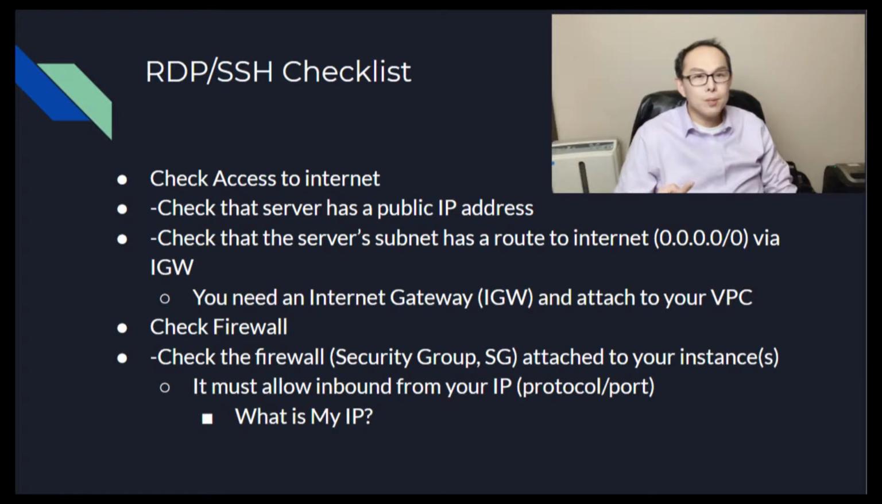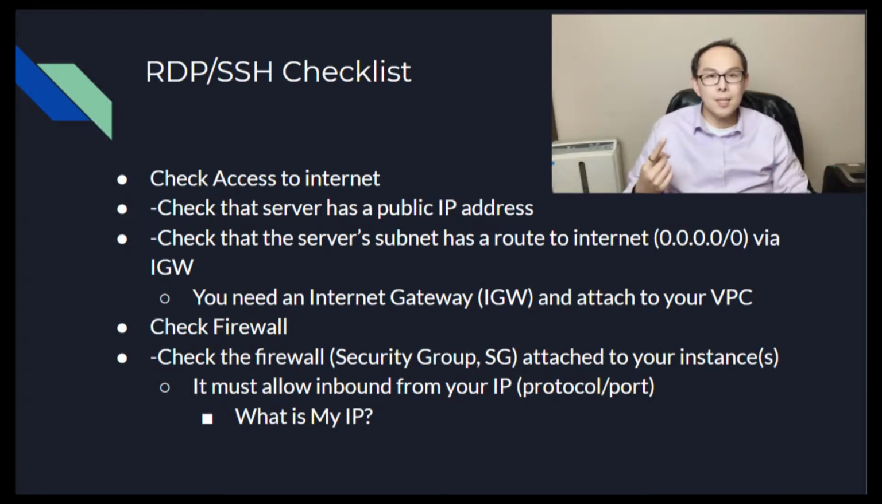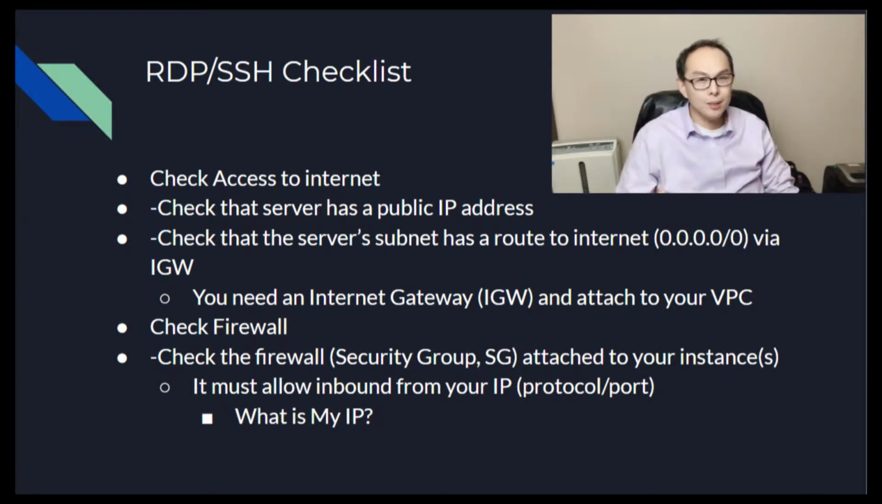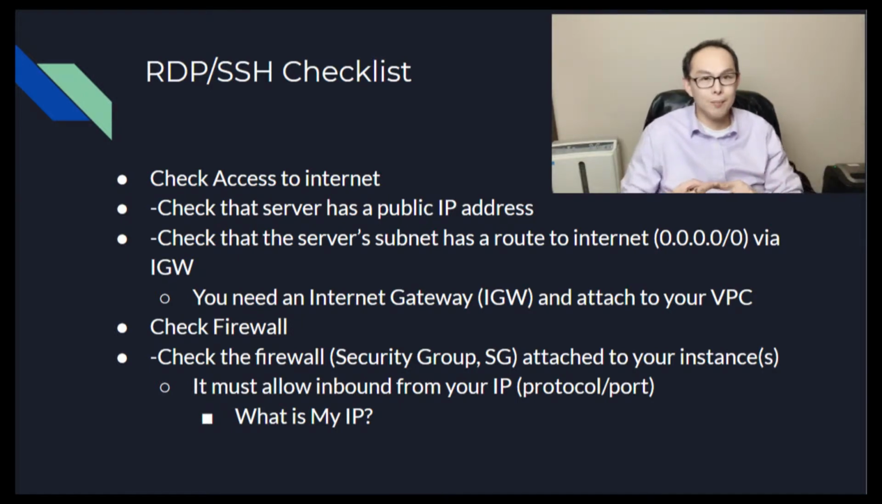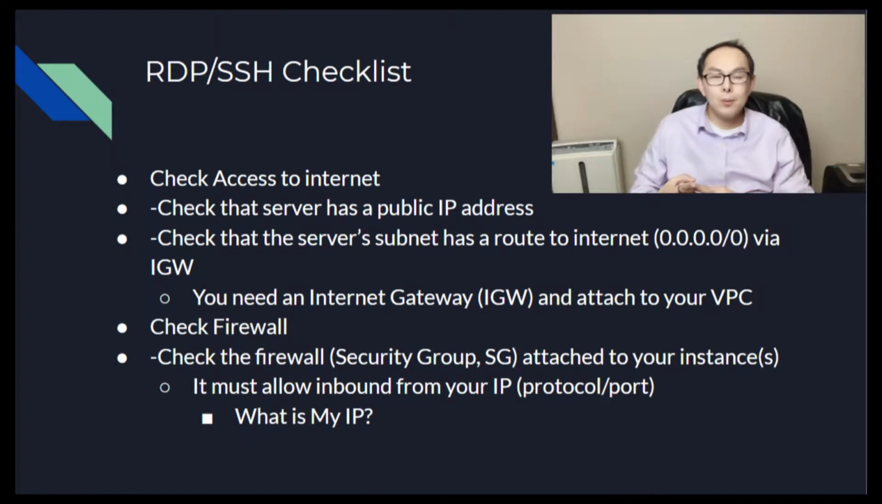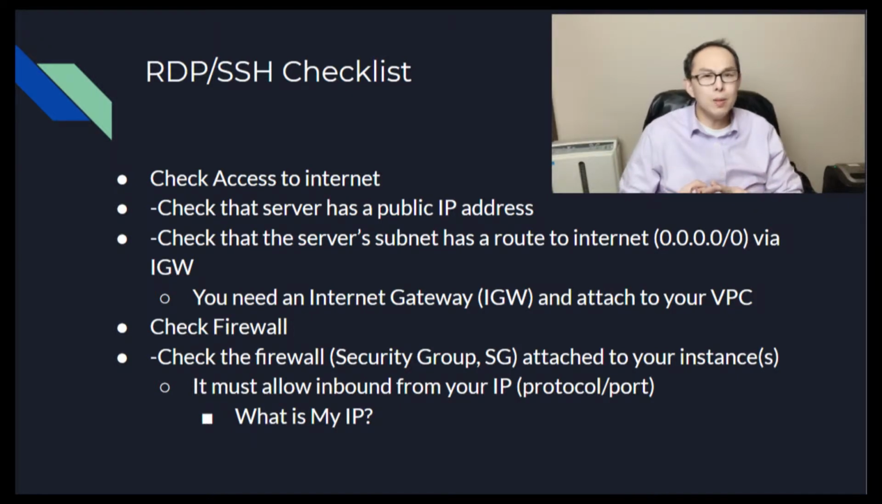First of all, you have to check to make sure that your EC2 has a public IP address. Okay, by default, it's gonna have a private IP. So make sure that when you check whether it has an IP or not, make sure it has a public IP address. Okay, and second, you have to check and make sure that the EC2 is in the subnet that has a route to the internet.